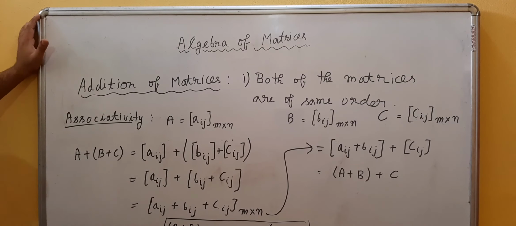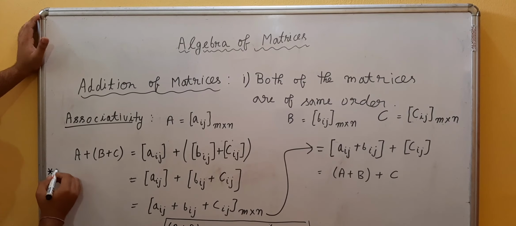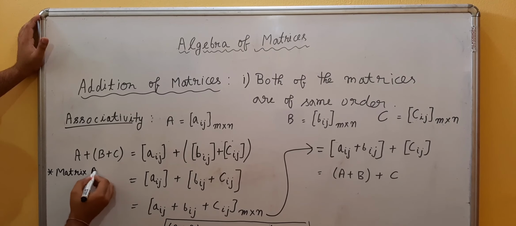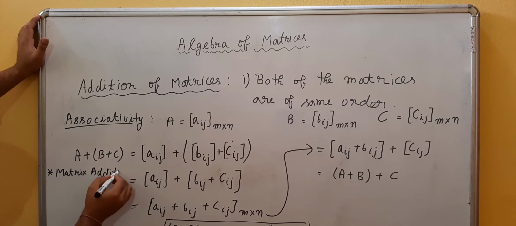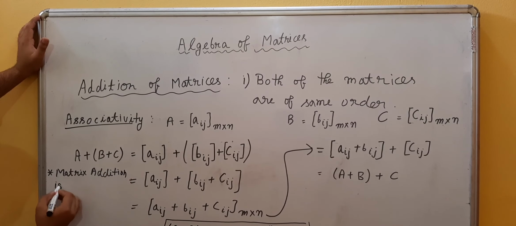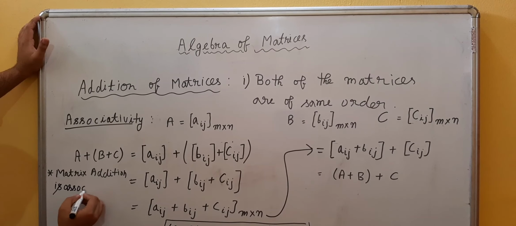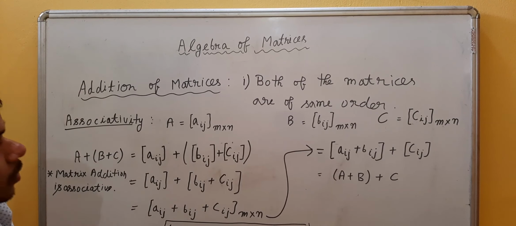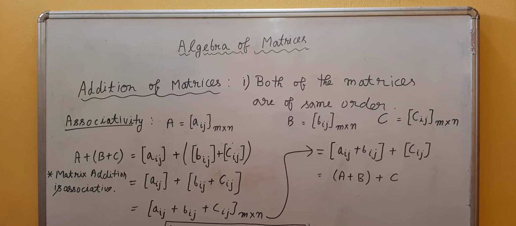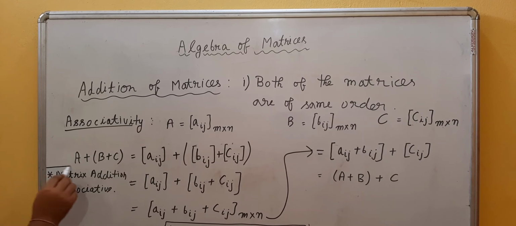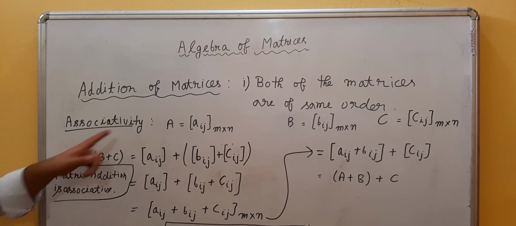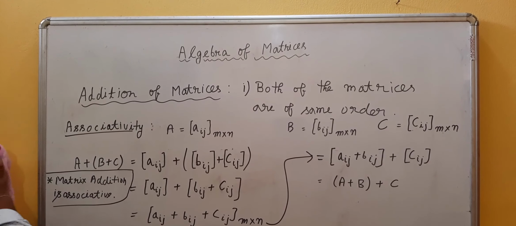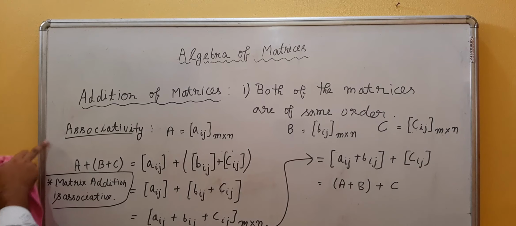Matrix addition is associative. What is the property? Matrix addition is associative. Right? This is the property. And this is the proof of this property. So note down this. Pause the video at this point and note down the results.